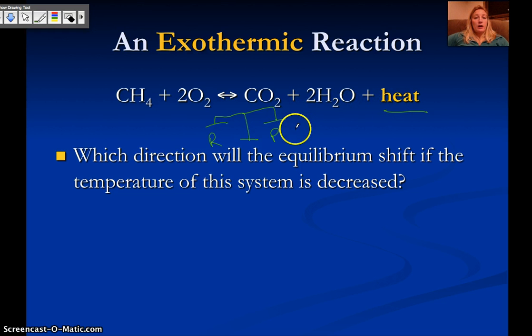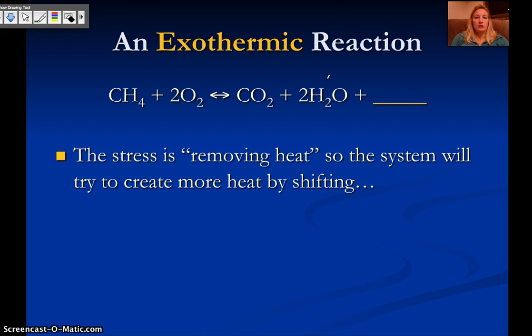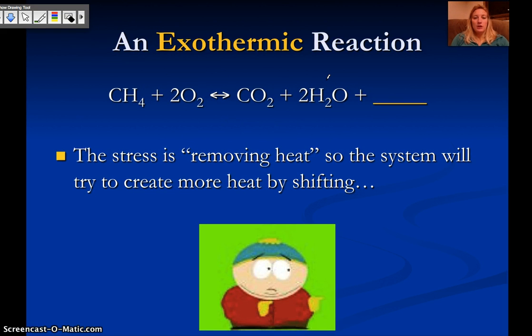So essentially we are forcing this up. We're taking away some of our product. So our reactants would go down. So in order for this to recorrect itself, we need more product. And the way you get more product is more reaction. So it will shift to the right.